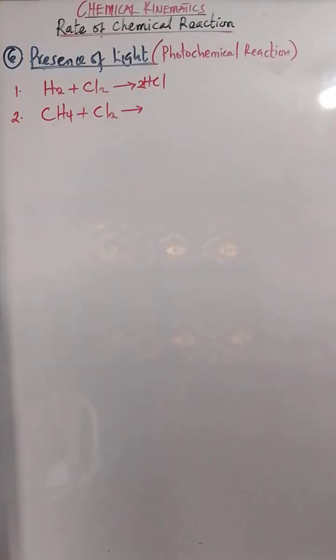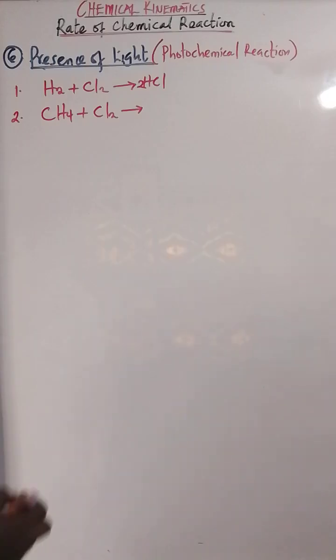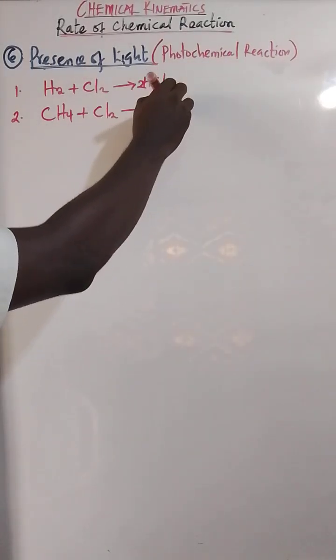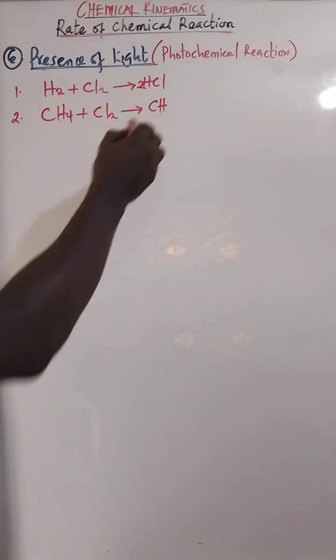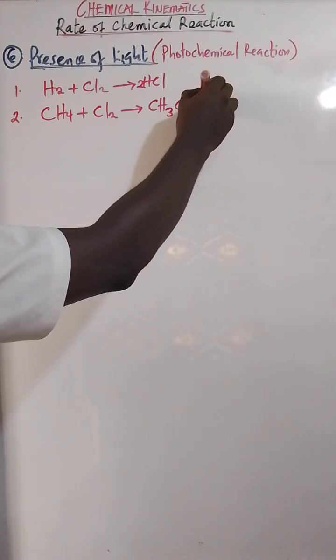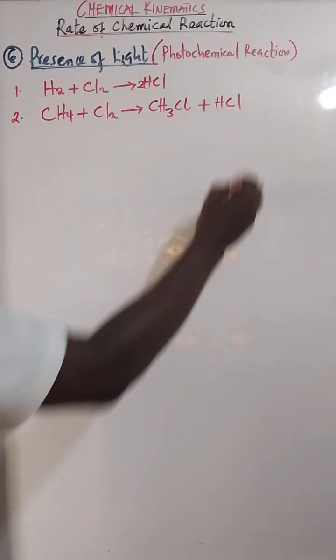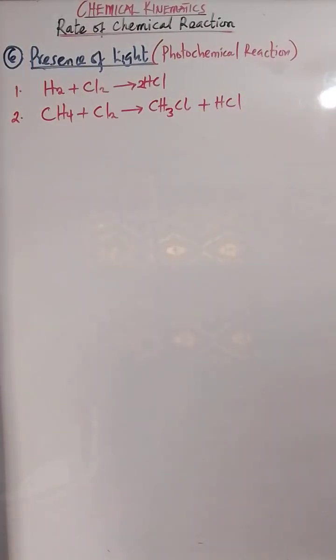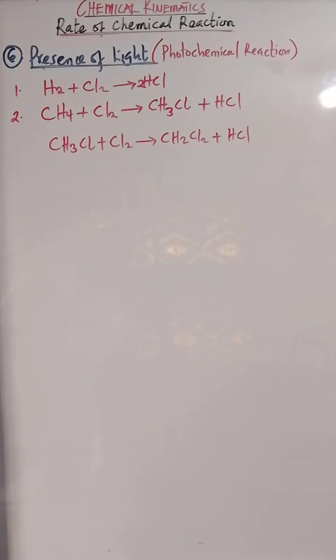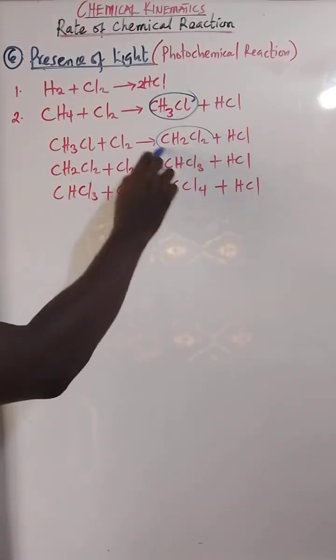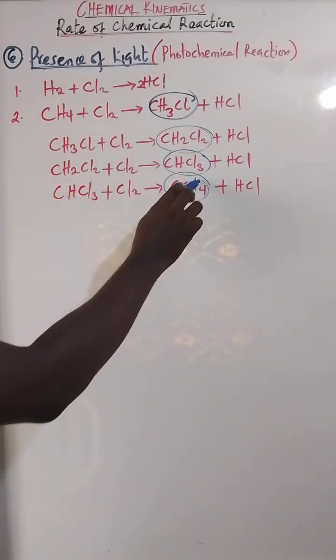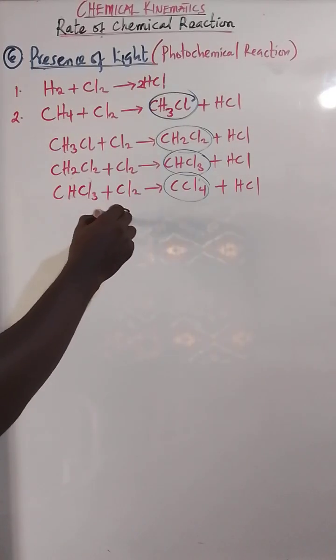Next is the reaction between methane and chlorine. So methane and chlorine. So in the presence of light, the reaction is very fast. So initially we are going to have chloromethane, and if you continue, we are going to have dichloromethane, then we'll have trichloromethane, and lastly tetrachloromethane. From the production of chloromethane to dichloromethane, trichloromethane and tetrachloromethane, this occurs in the presence of sunlight.